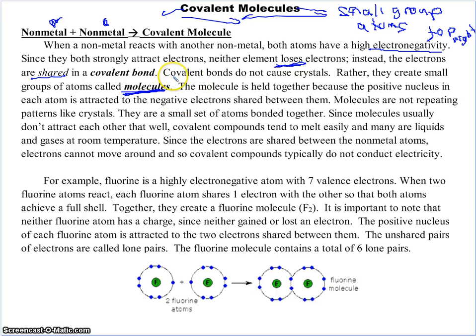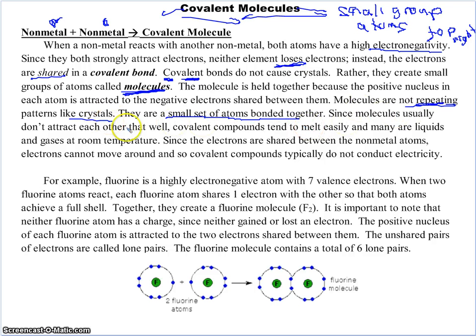Covalent, you ever think about it? Co means together, and valent sounds like valence. So it's like they're sharing the valence electrons. The molecules are held together because the positive nucleus in each atom is attracted to the negative electrons shared between them. So it's like you and your sister fighting over an iPad, and if you both don't let go, then you're kind of stuck together. Molecules are not repeating patterns like crystals. They're a small set of atoms bonded together.